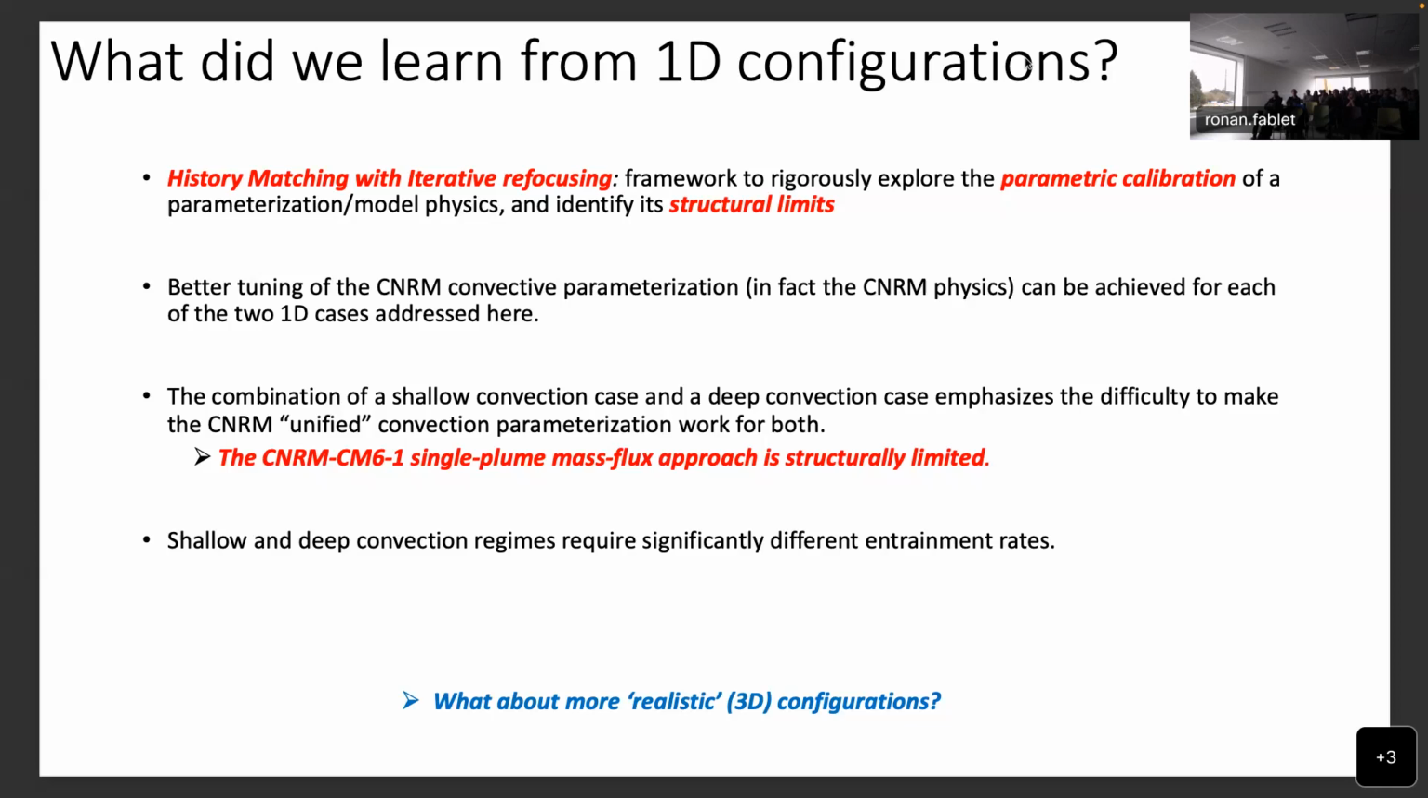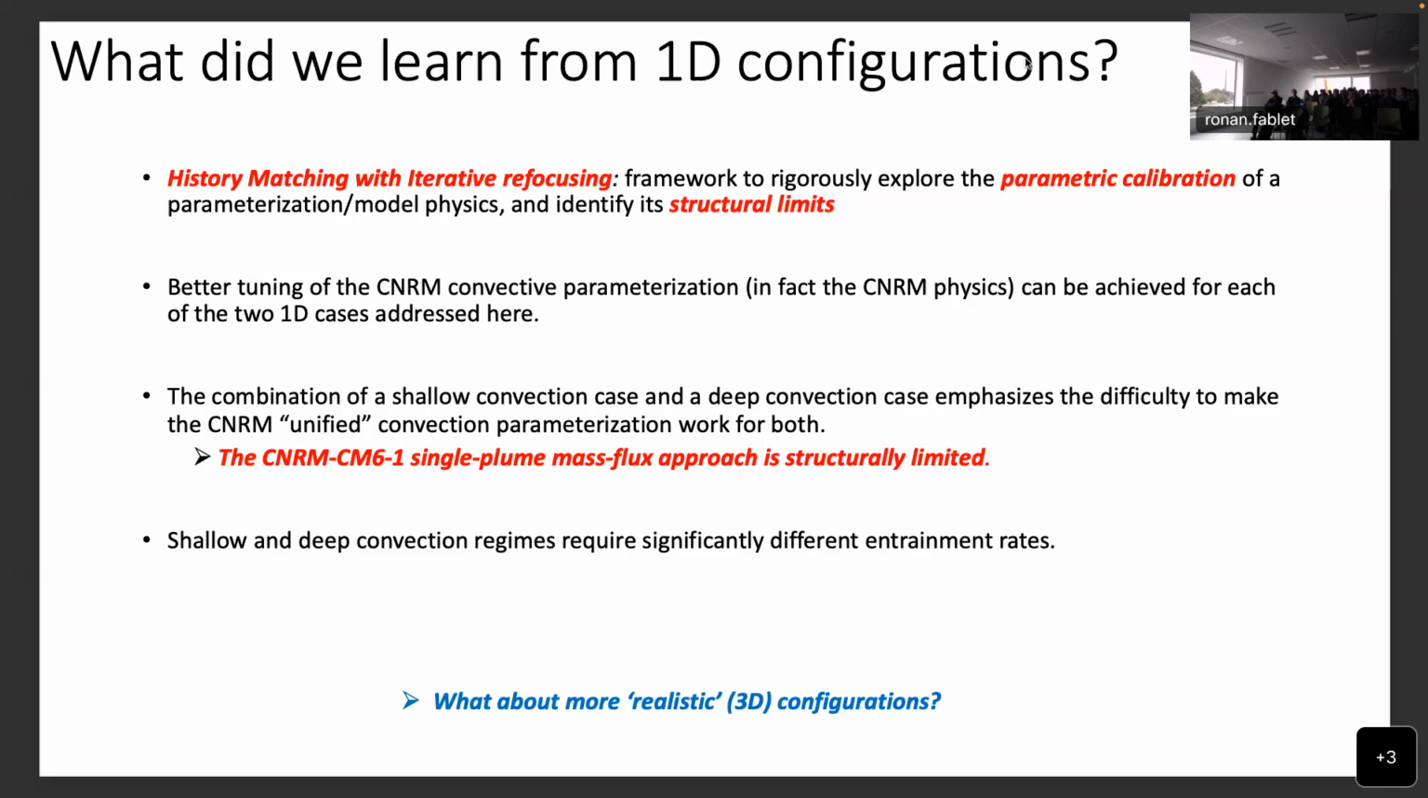And in particular, I didn't say that, but shallow and deep convection in this case require significantly different entrainment rates. High entrainment rates for shallow convection, weaker entrainment rates for deep convection, and this is consistent with what the literature has found also.